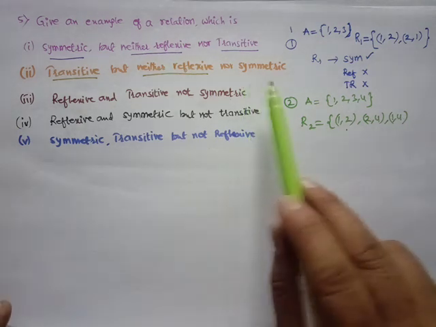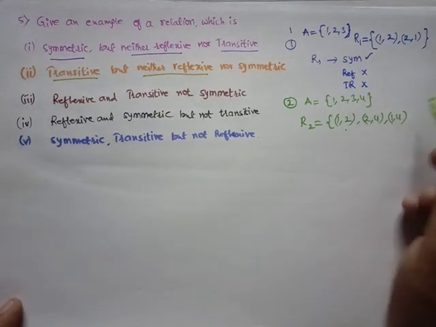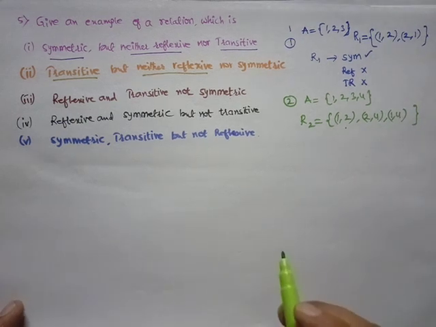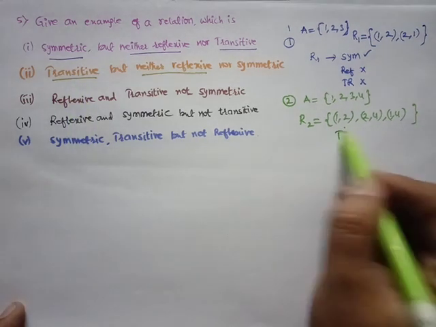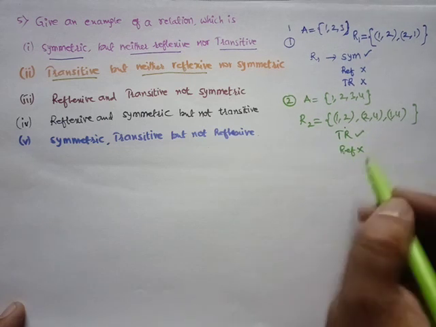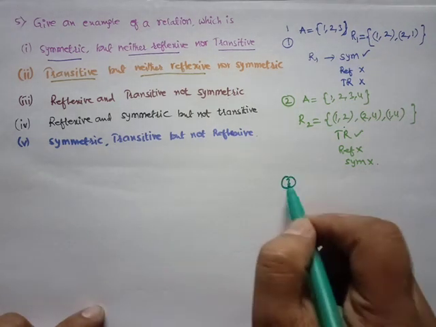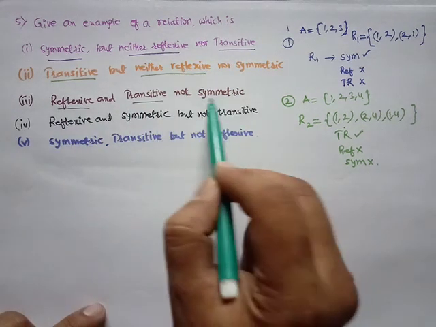Coming to symmetric: (1, 2) is present, (2, 1) is not present; (2, 4) is present, but (4, 2) is not present. So it is satisfying all the conditions: it is transitive, but not reflexive and not symmetric also. Now coming to the third question. It should be reflexive, transitive, but not symmetric.